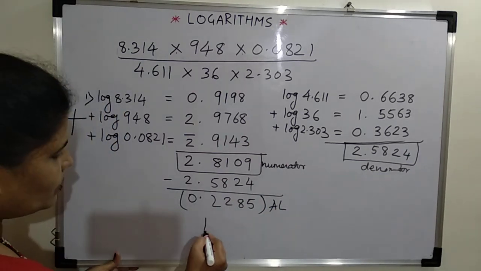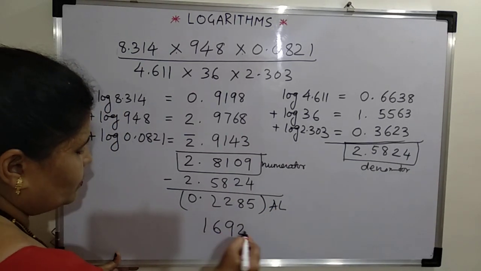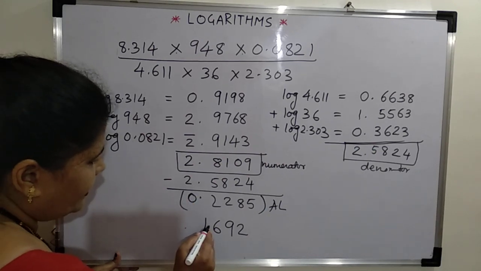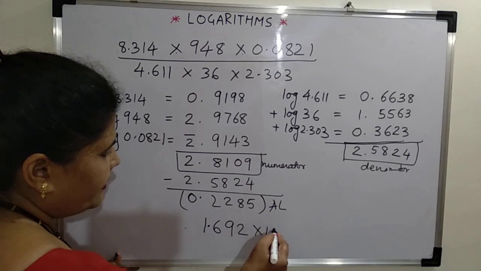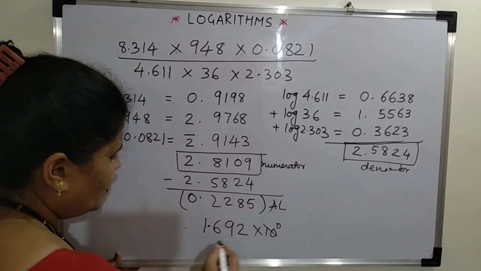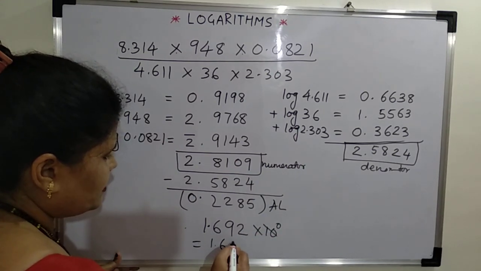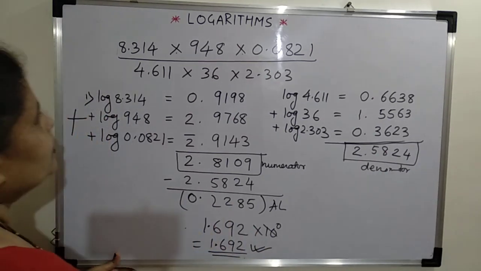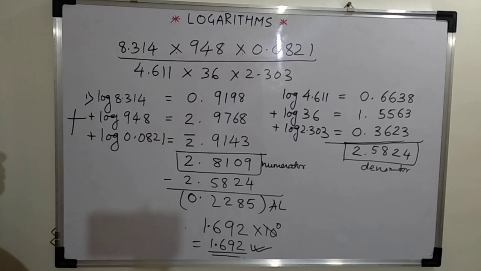Antilog comes out to 1692. Now here this is 0. So I will write here 1 digit decimal into 10 raised to 0. So this is 1. So our answer is 1.692. This is the answer for this calculation. So this is how you use log to do the calculation.